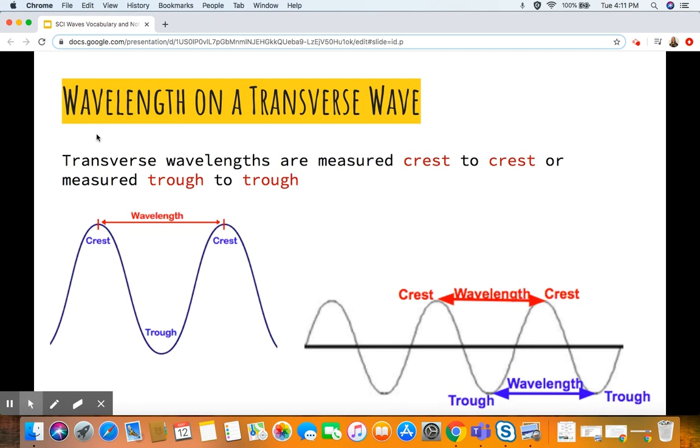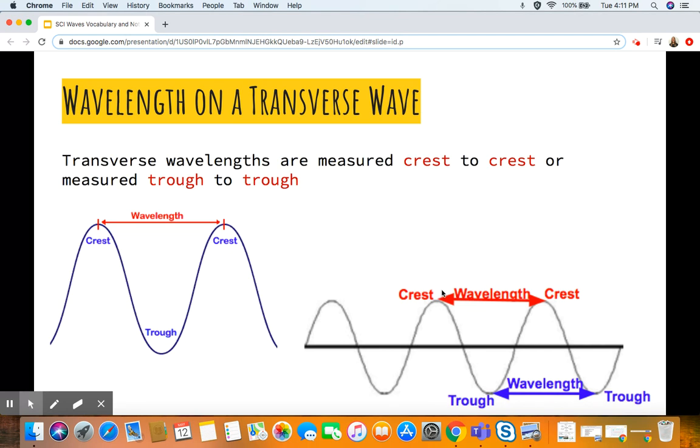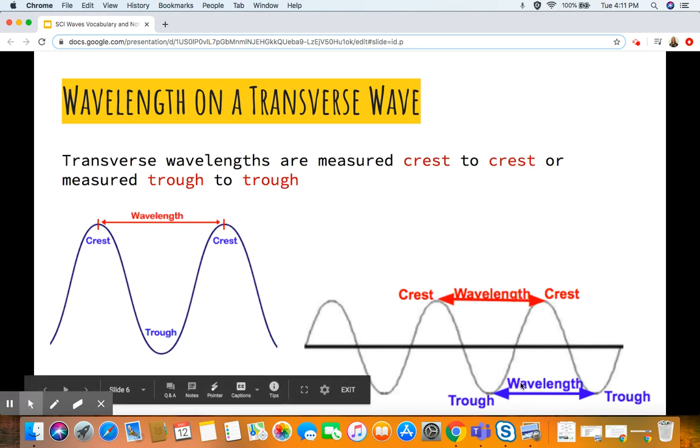So when we look at the wavelength on a transverse wave, wavelengths are measured from crest to crest or measured from trough to trough. So here we're going from crest to crest, or if we could see the rest of the wave, we can go from here, from trough to trough. Okay, crest to crest, trough to trough. That distance in between those two, either crests or troughs, is our wavelength. That's how long our wavelength is.